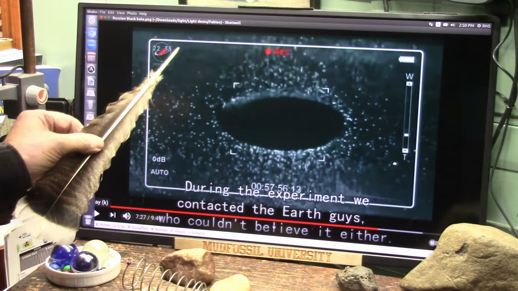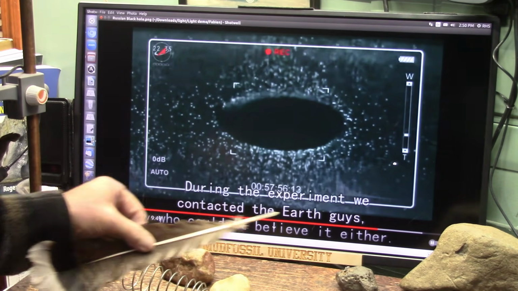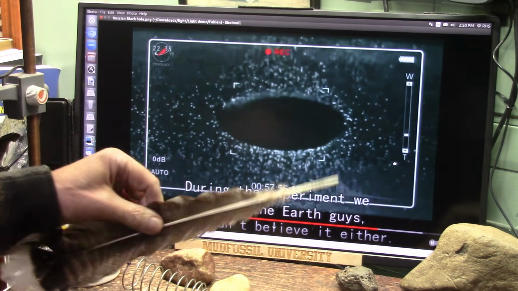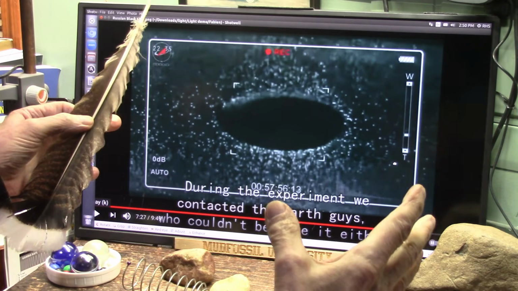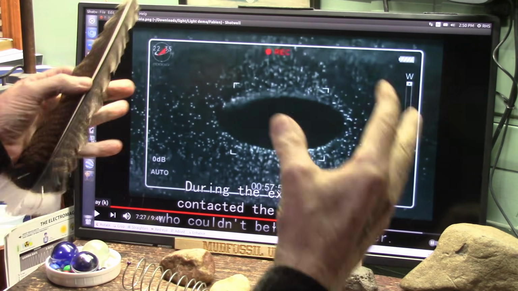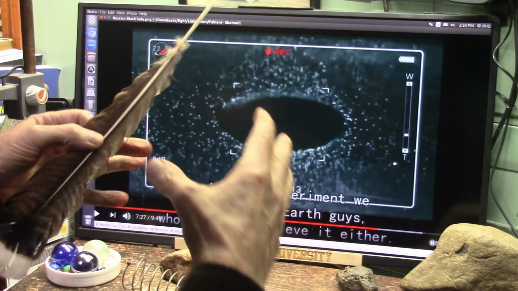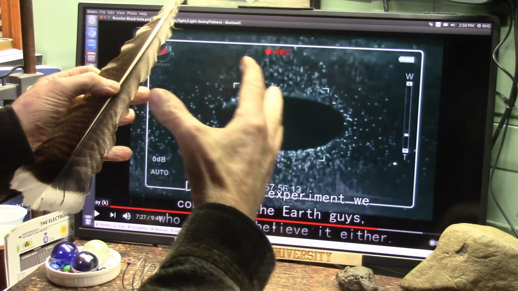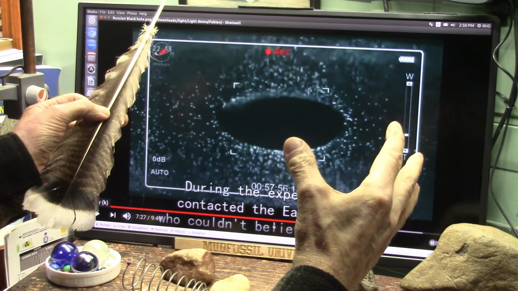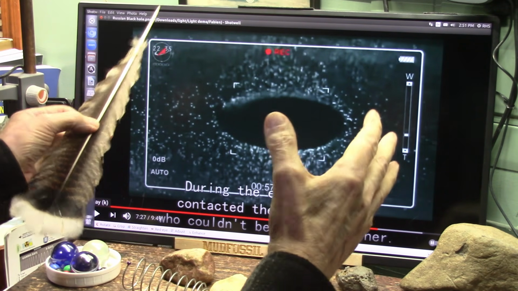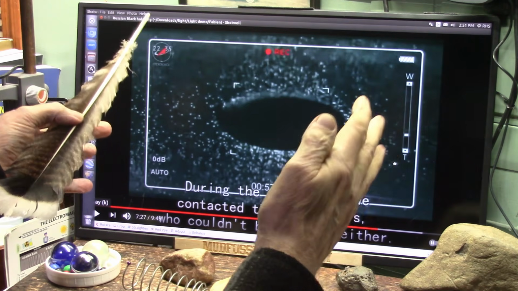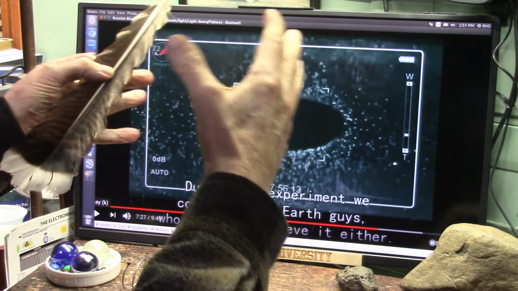What they did was they created a perfect vacuum chamber, which means there's no particles of anything in there. There's no gases, there's no dust, there's nothing of any substance whatsoever in there. And when I say substance, I mean dipole electrons. There's none in there. It's empty.